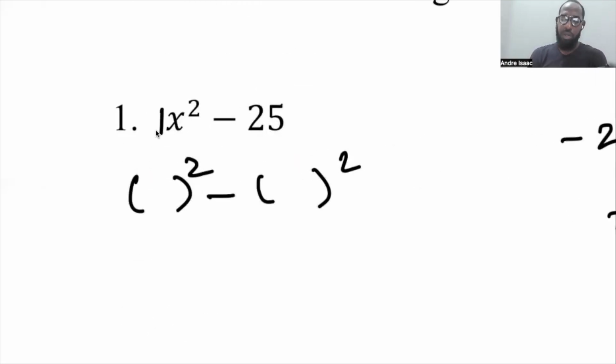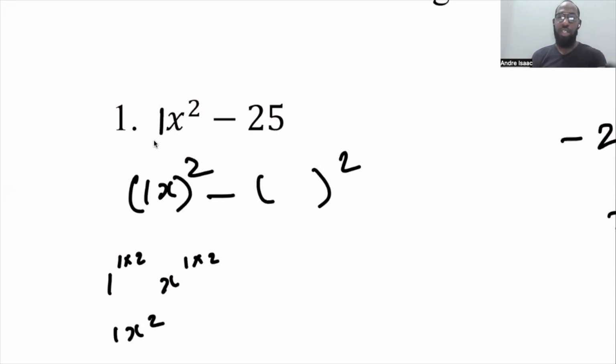In front here, we have a 1. The square root of 1 is 1. There's a reason why I do that. And x, we put the x. Because if we apply laws of indices, this will be 1 to the 1 times 2, x to the 1 times 2, and we'll get back 1x squared. So we're not changing the question at all. The square root of 25 is 5. This line here is equal to this line there. So that is the first step after identifying a difference of squares.